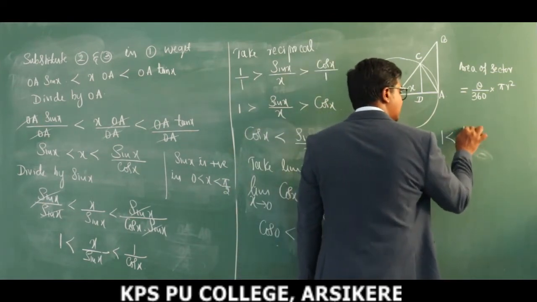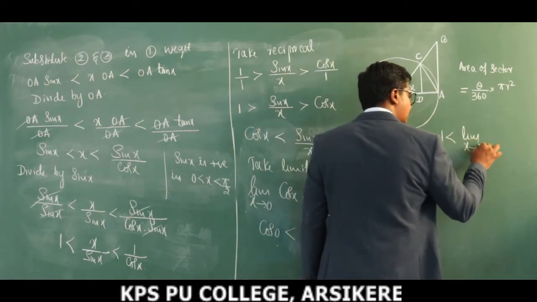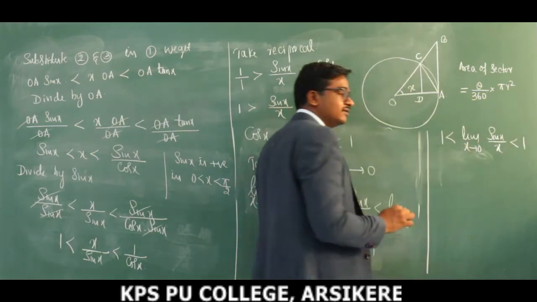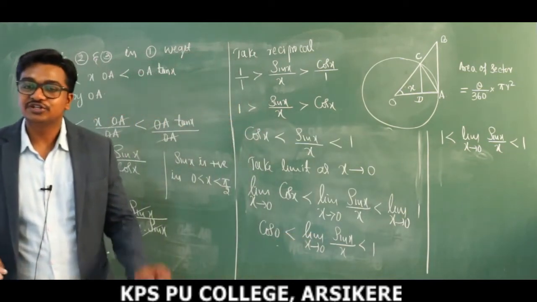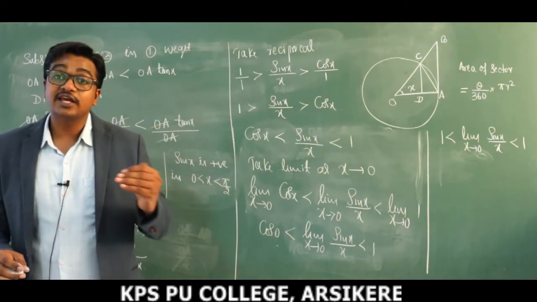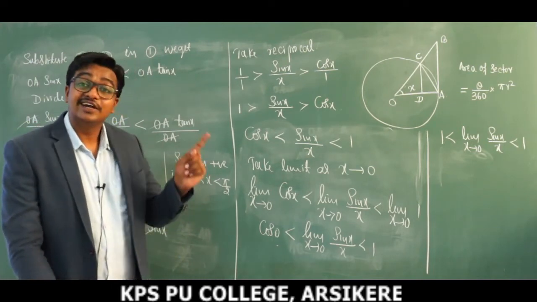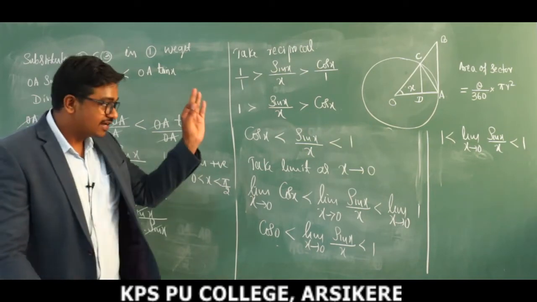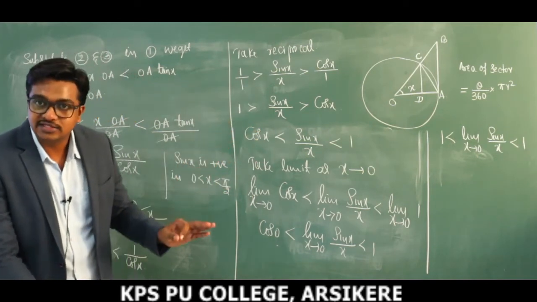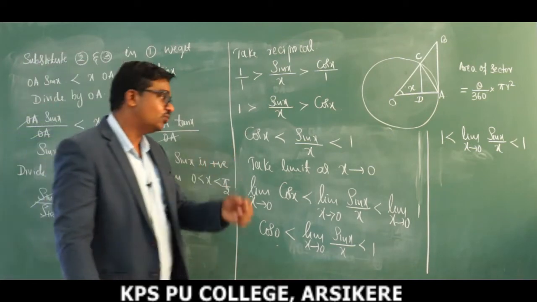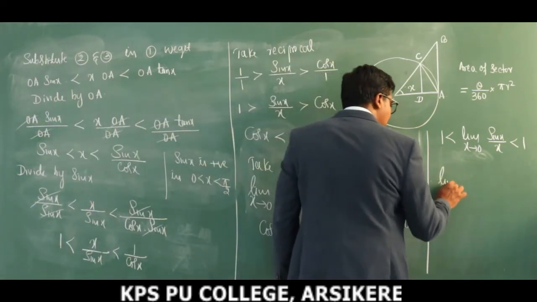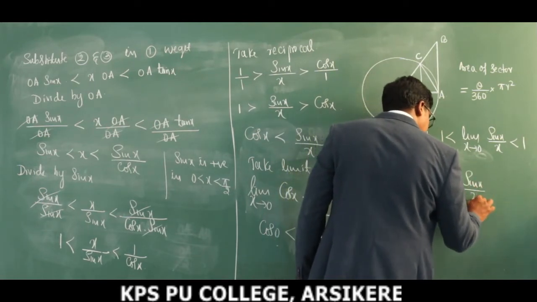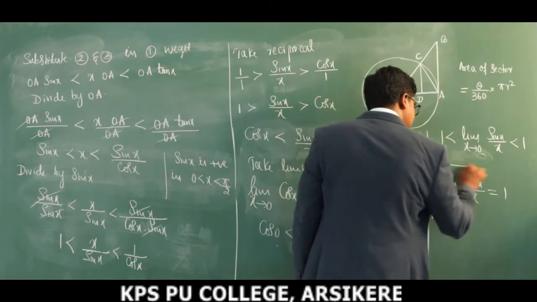1 is less than limit as x tends to 0 of sin x divided by x is less than 1. It means the limit of the function, limit as x tends to 0 of sin x divided by x, is greater than 1 as well as less than 1. So what do we conclude here? Obviously the limit of sin x divided by x when x approaches 0 is 1. Therefore limit as x approaches 0 of sin x divided by x is equal to 1. So this is our result.